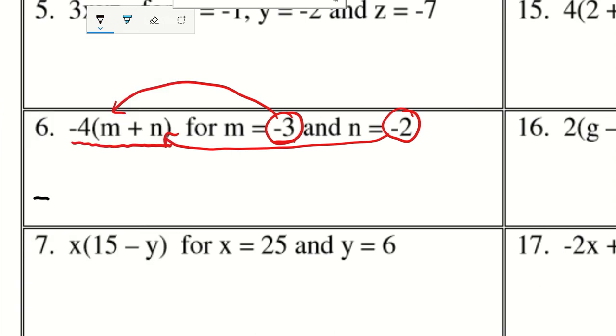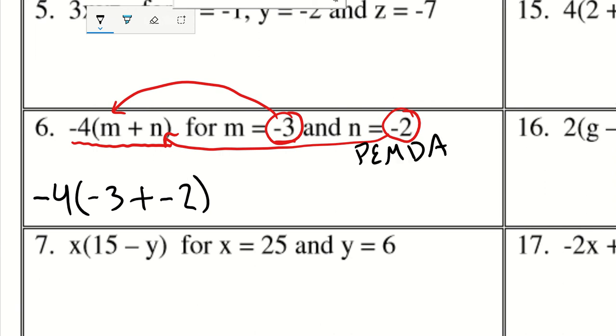In this case, we have -4, open parentheses. Instead of an m, I'm going to go ahead and plug in a -3 plus a -2. Okay, so if we ask Mr. PEMDAS, can you please help us out? What do I do first?